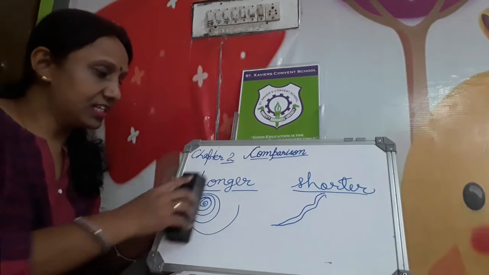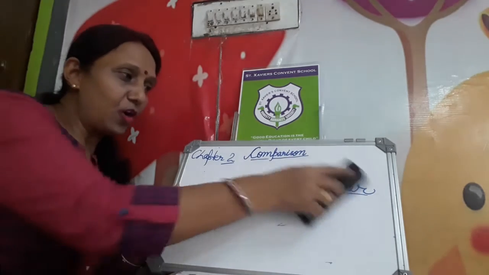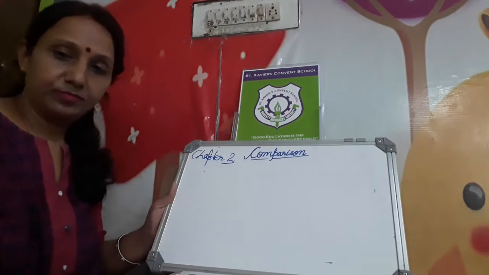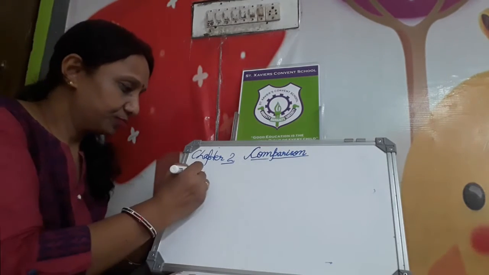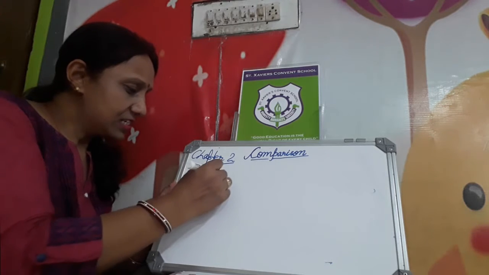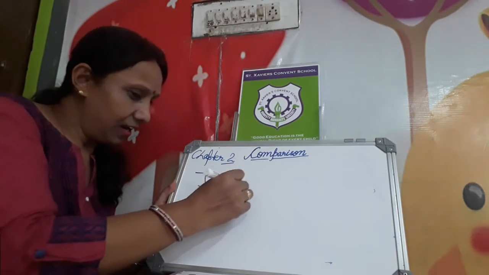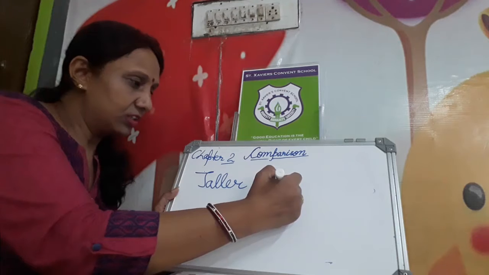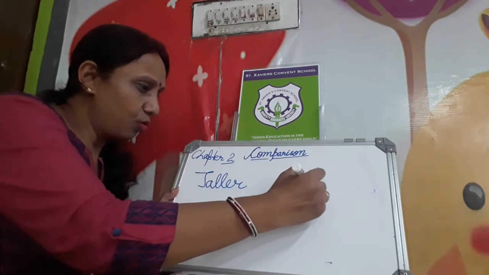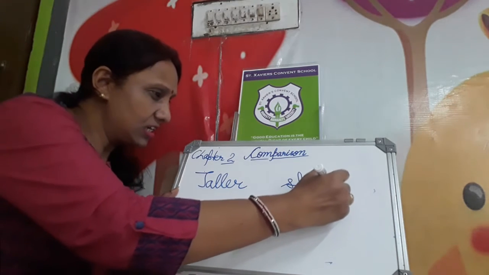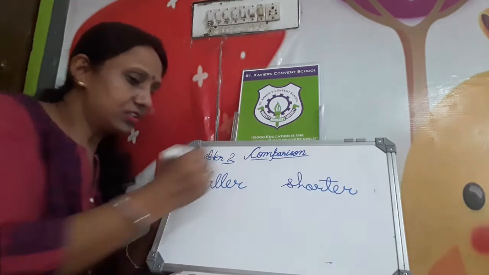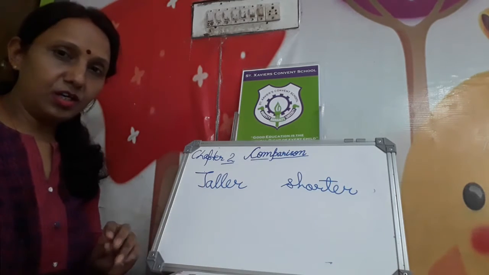Next, taller and shorter. Here we'll study comparison, taller and shorter. Spelling of taller, T-A-L-L-E-R, taller. Spelling of shorter, S-H-O-R-T-E-R, shorter. Taller and shorter.